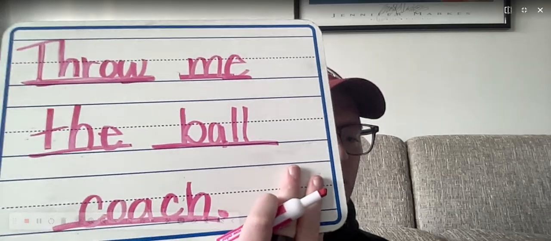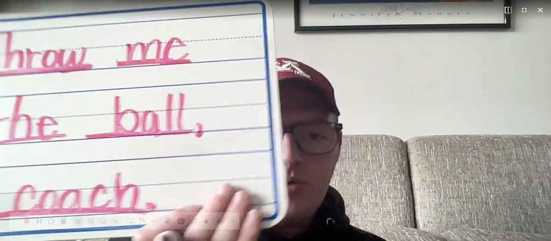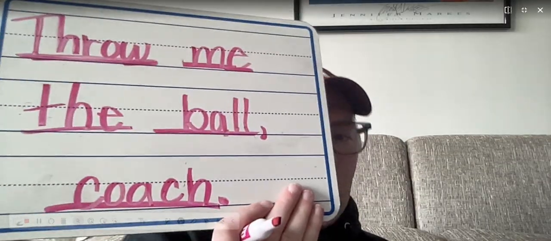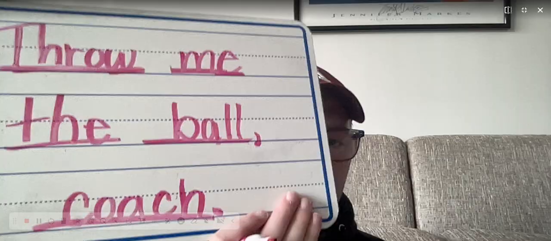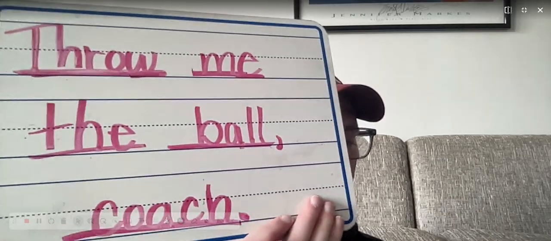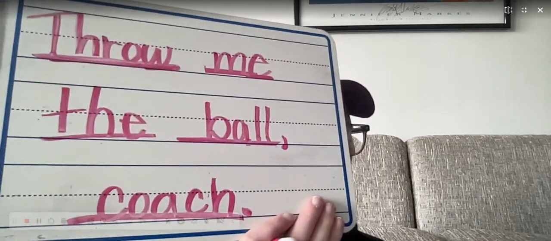Now this one is a little tricky because we actually need a comma after the word ball. Throw me the ball, coach, because I am asking my coach to throw the ball to me. Throw me the ball, coach, period. Good. Go ahead and erase your board, and we're going to move on to our decodable text.